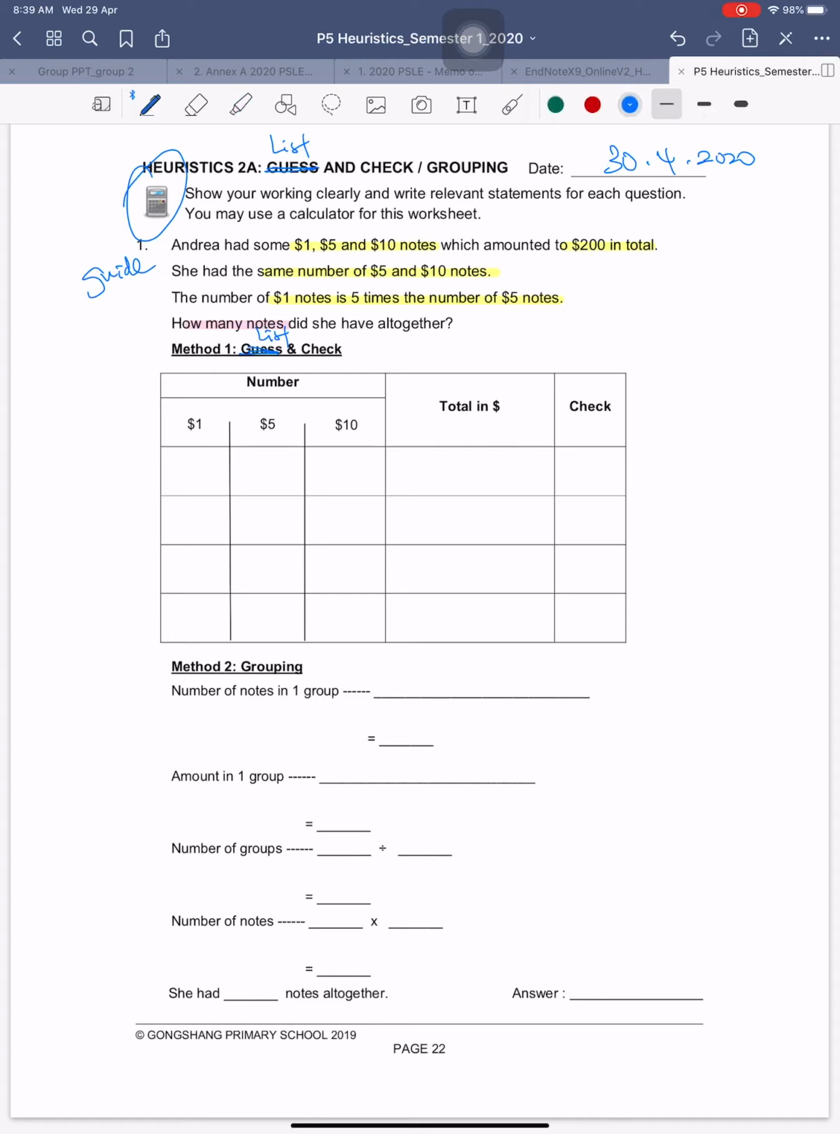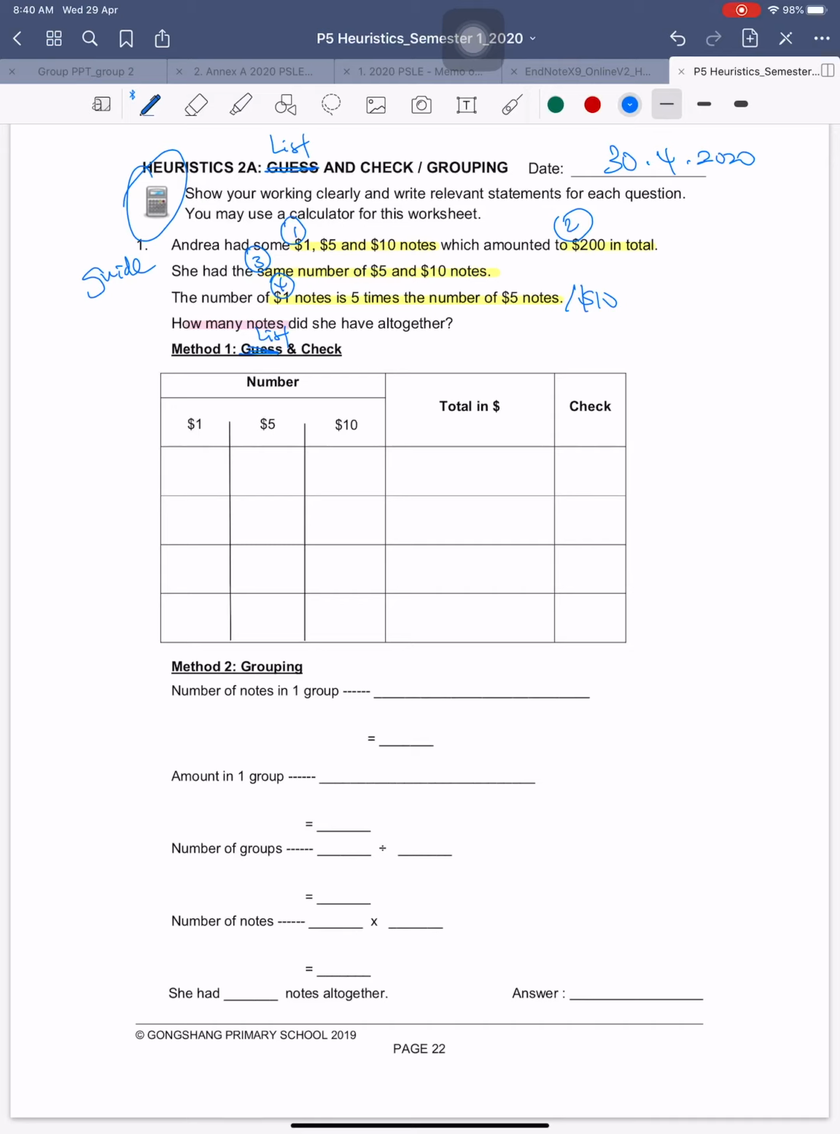Alright, so there are a few conditions we need to fulfill here. Number 1, the notes that he has are $1, $5 and $10 notes. Second condition, if we were to add up all the notes that he has, $200 in total. Third condition, he has the same number of $5 and $10 notes. And fourth condition, the number of the $1 notes is actually 5 times the number of the $5 notes, meaning to say it's also the $10 notes, because remember condition number 3 says that the number of the $5 and the $10 notes is actually the same.